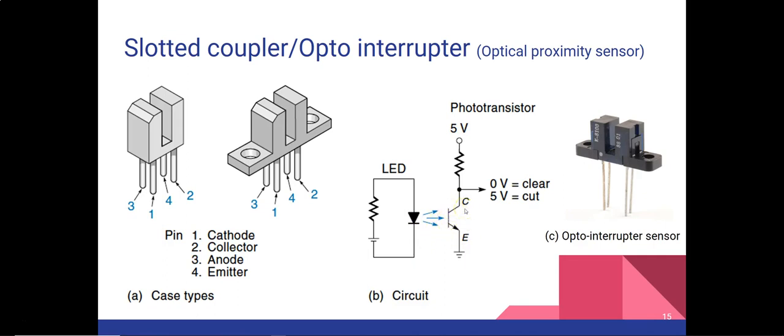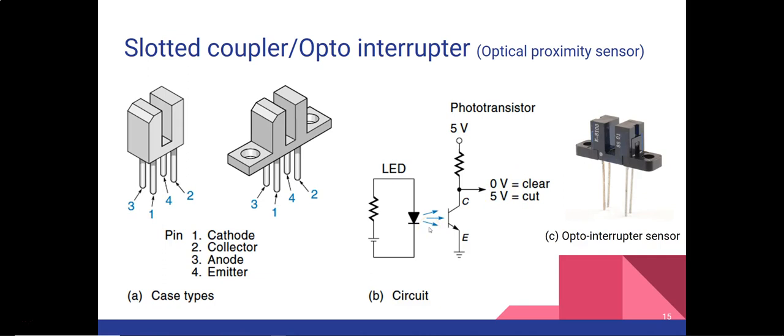So what will happen? Case 1 is when the slot is open and the light beam strikes the transistor. In that case it will turn on the transistor, which will ground the collector, and 0 volts will be produced.